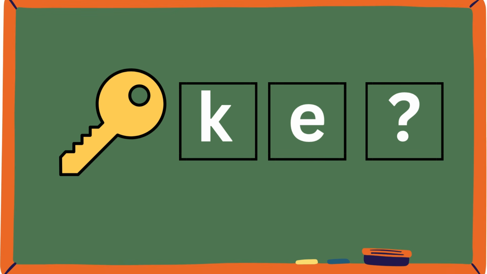K, E, something. Okay. What is in the picture? Do you guys know? It's a key. What do you use a key for again? Right, to open doors. If it's a K, E, what letter is it missing at the end? I wonder. K, E, Y. So, the missing letter is a Y. Woohoo! If you guys got that one, great work.